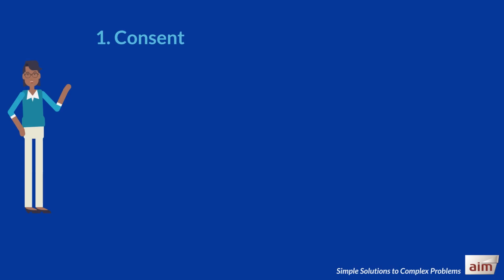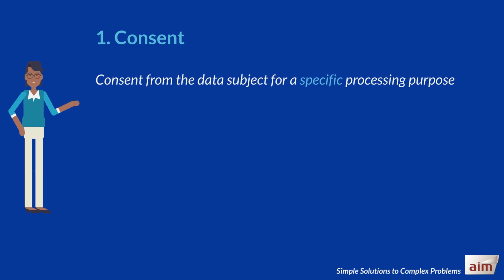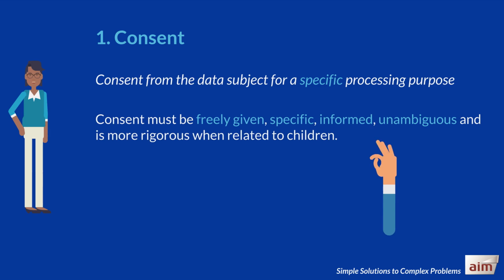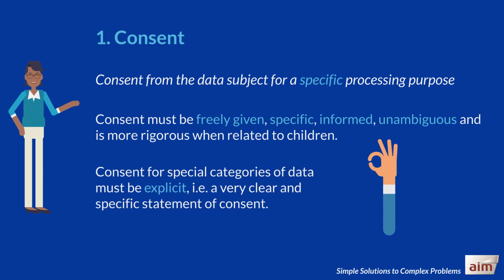1. Consent. Consent from the data subject for a specific processing purpose. Consent must be freely given, specific, informed, unambiguous, and is more rigorous when related to children. Consent for special categories of data must be explicit, meaning a very clear and specific statement of consent.